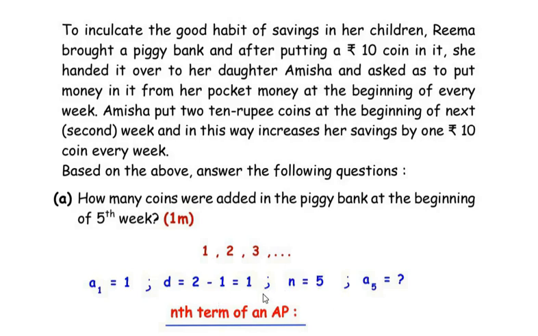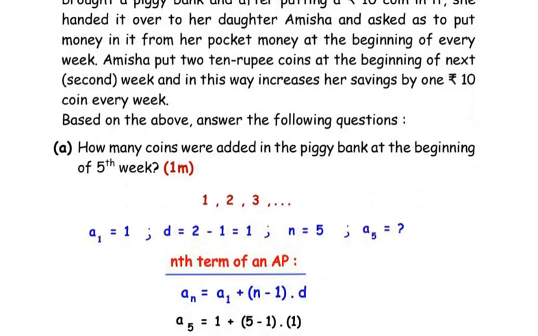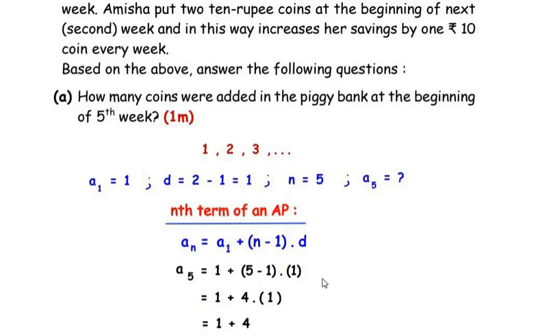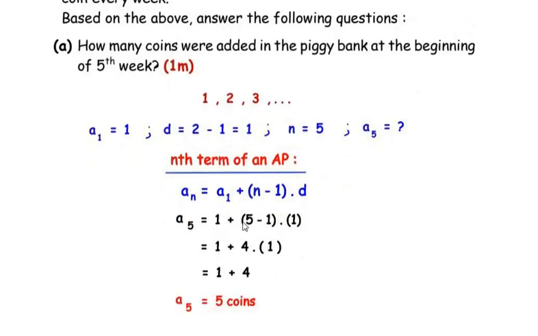For this we are going to make use of the nth term of an AP formula, which is given as an is equal to a1 plus n minus 1 times d. So a1 value is 1 plus n is equal to 5, so 5 minus 1 times the common difference, which is 1. Now simplifying this further, we get 1 plus 5 minus 1 is 4 times 1. So 1 plus 4 times 1 gives us 4. So 1 plus 4 gives us 5. So 5 coins were added at the beginning of 5th week. This is going to be our answer.